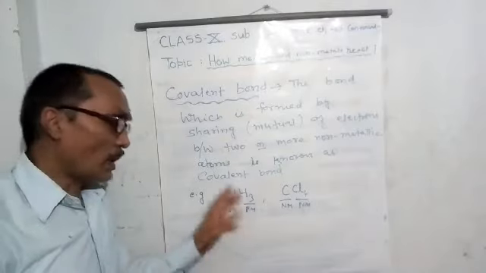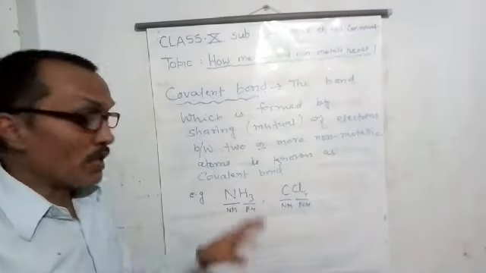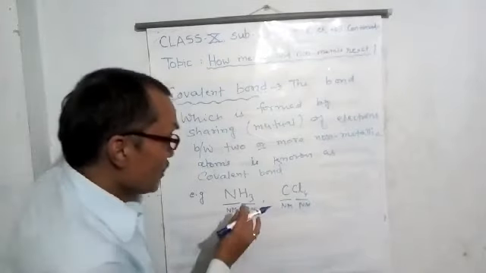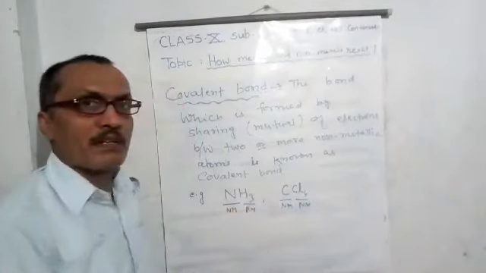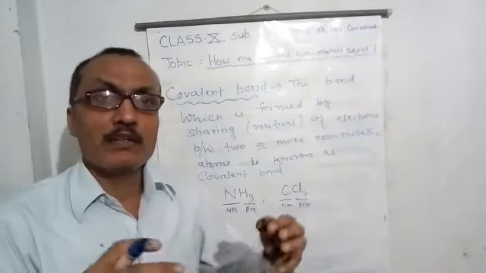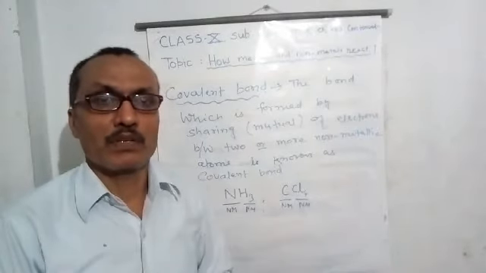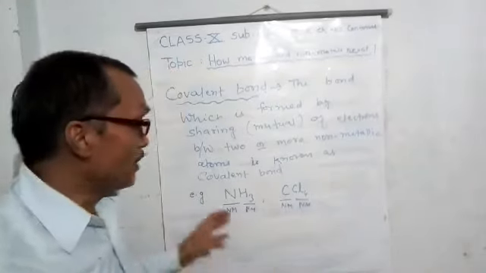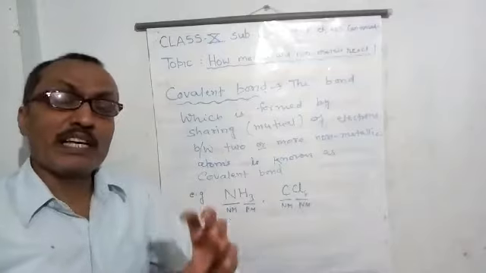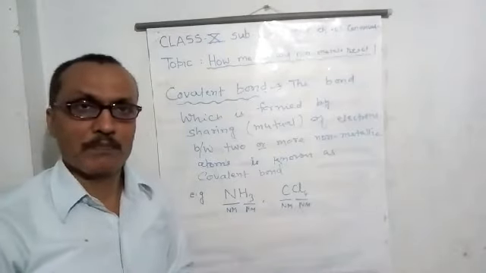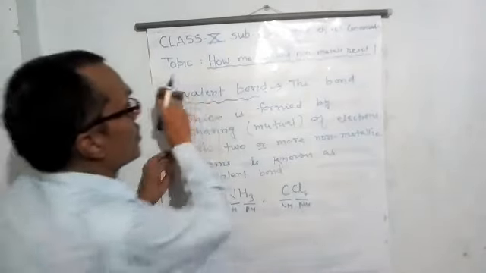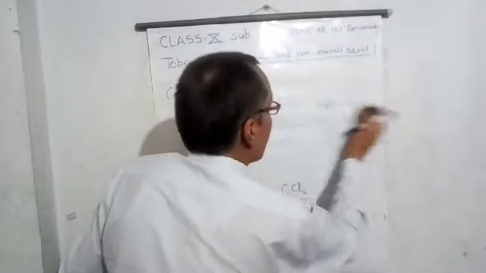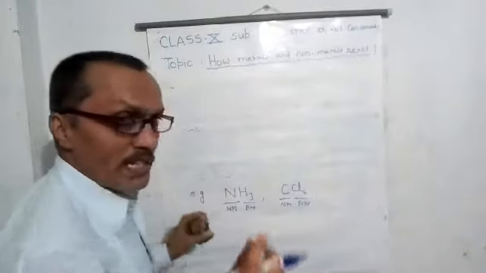Okay, now how is this bond formed? Students, in this bond, between both atoms, mutual sharing of valence electrons takes place. Why mutual sharing? Because here lose or gain is not possible. You can understand this by one example.